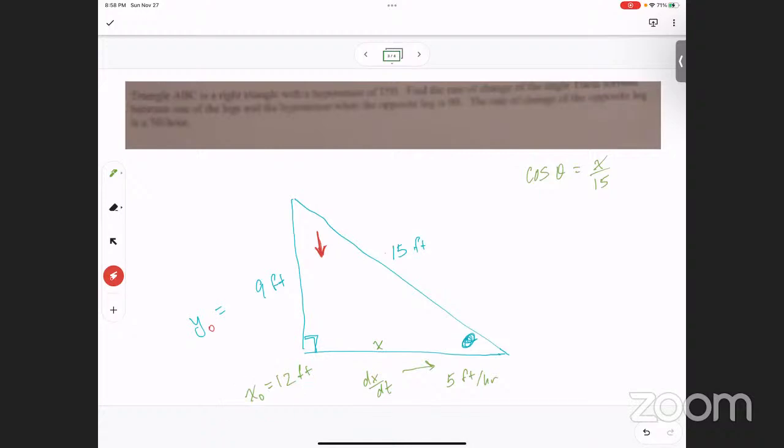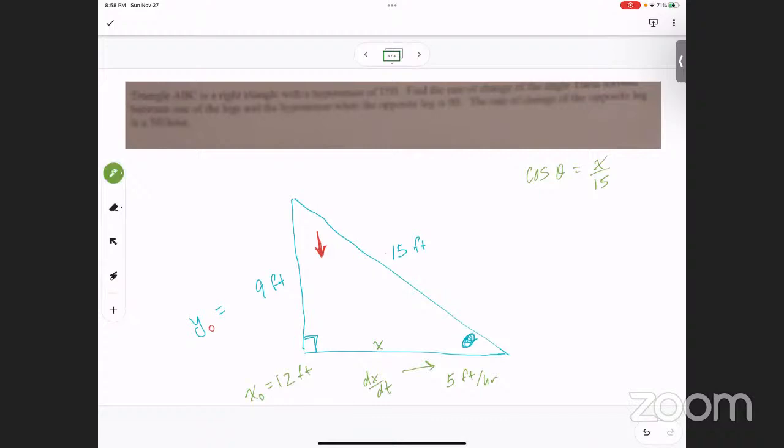Oh, how is it 12 instead of 9 again? Well, they told us that this one was 9. So the other one, remember a 3, 4, 5 triangle? 3 times 3 is 9, 3 times 4 is 12, 3 times 5 is 15. Do the math and you'll see 9 squared plus 12 squared equals 15 squared. Gotcha. It's a Pythagorean triple. I'm just pointing that out.